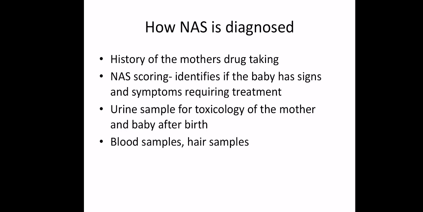Another way that we can diagnose is through NAS scoring, which we will talk about a little bit more in a minute. This just identifies if the baby has signs and symptoms, how severe they are, and whether they require any treatment. We also can take urine samples for toxicology from the mum and the baby. However, the mum would need to consent for these.